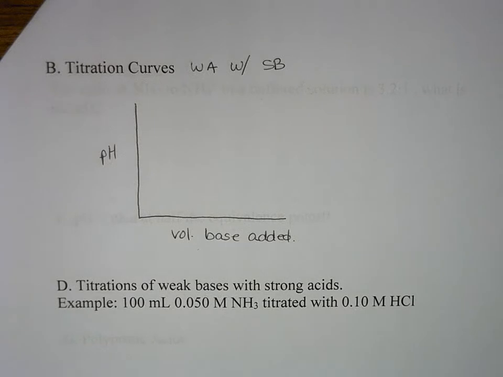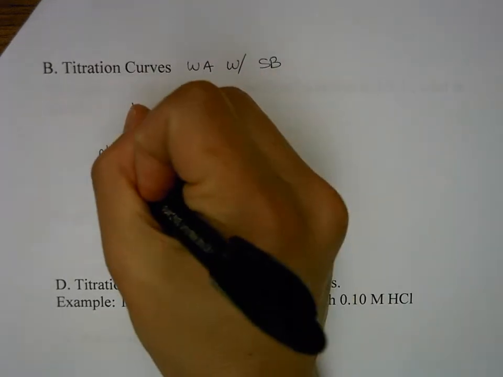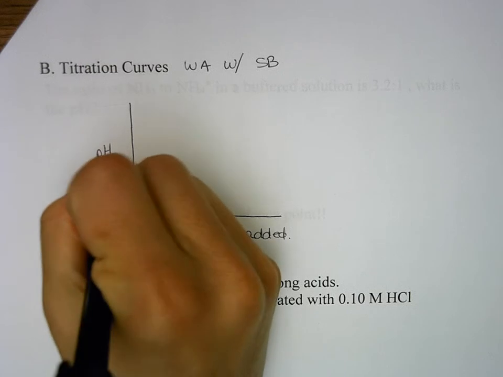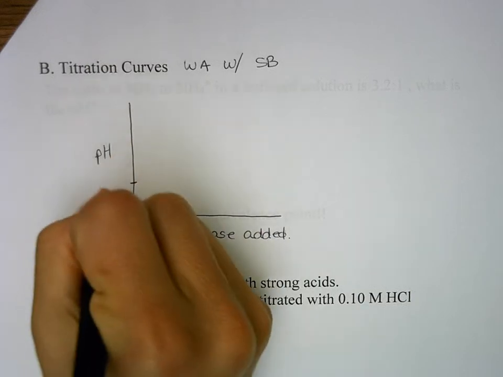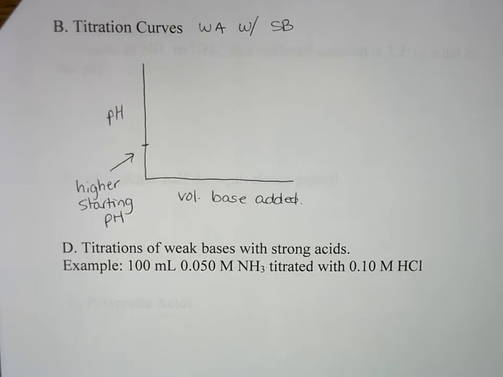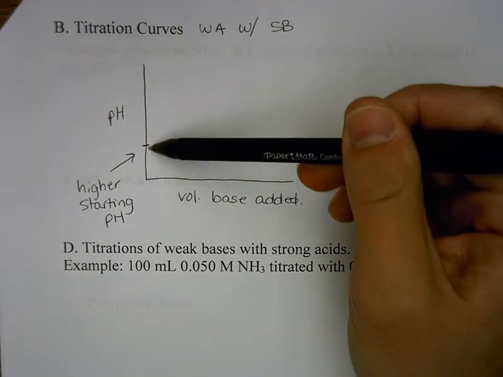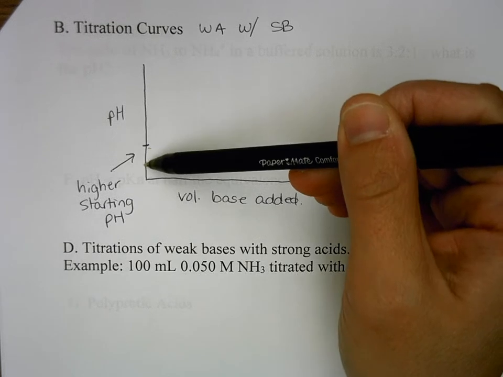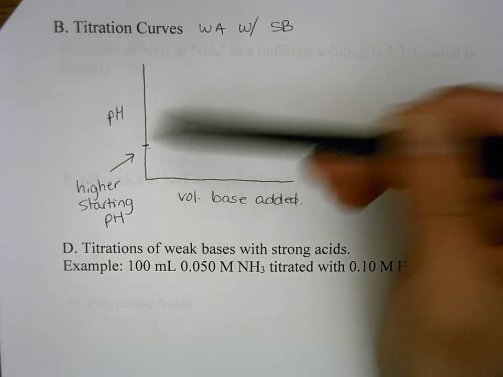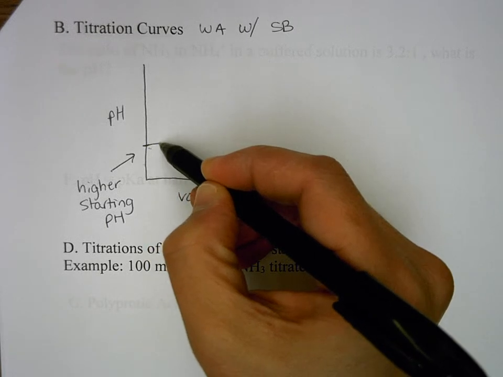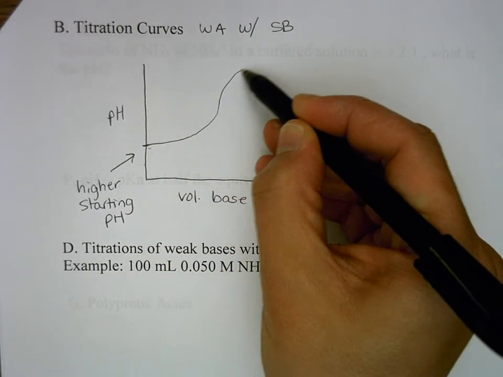The difference though is that the starting pH is going to be higher, because if you think about it, you're titrating a weak acid, so the pH is going to be higher than a strong acid pH. The strong acid curve is going to start lower on the pH scale. So you start higher up, and then you have the same kind of curvy shape.